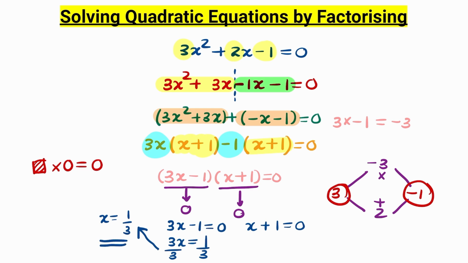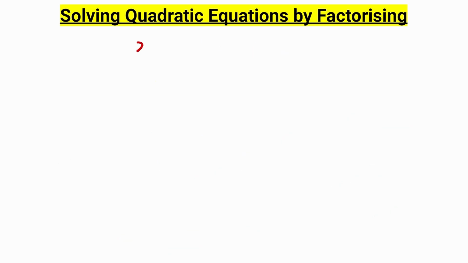This is one answer. What is the other answer here? We have x plus 1 equals 0. We can simply take 1 to the other side. x equal to minus 1. This is the other solution. Let's move on to our second example.